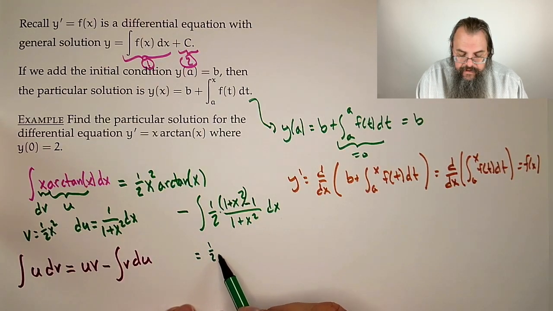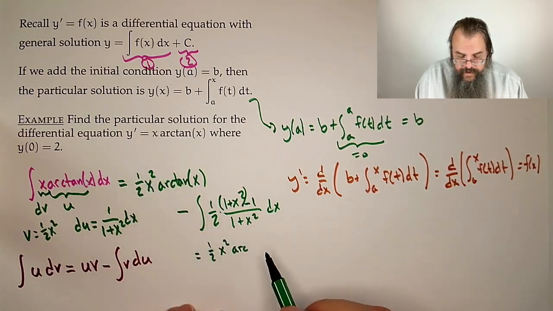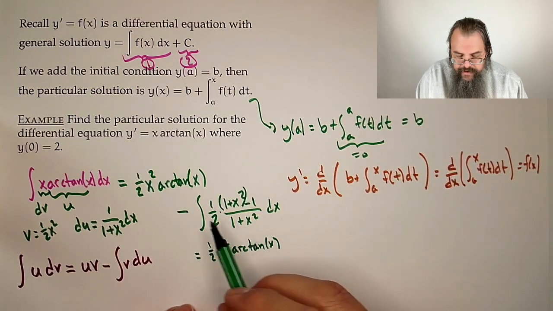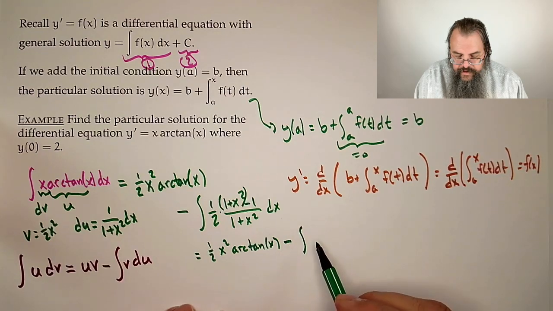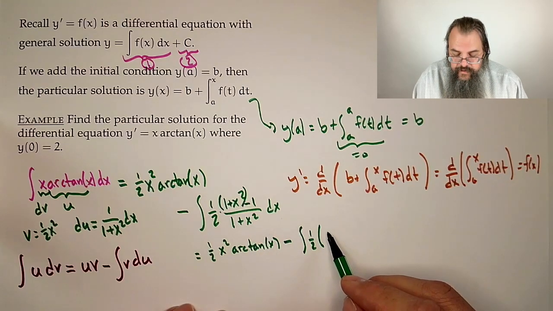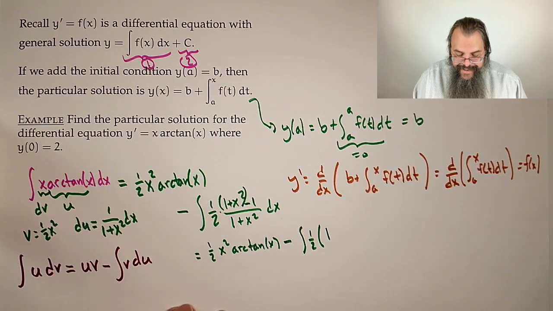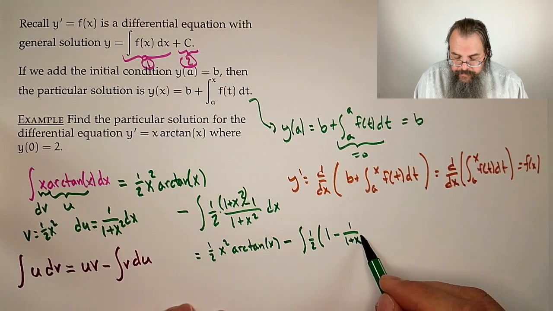We have 1/2 x squared arctangent of x. That's the first term. Got to keep that going all the way through. And now we have minus, and we have the integral of 1/2, and 1 plus x squared over 1 plus x squared is 1. That's why we chose that. And then minus 1 over 1 plus x squared.